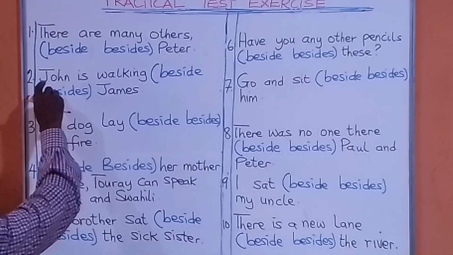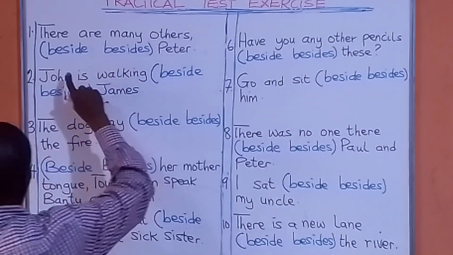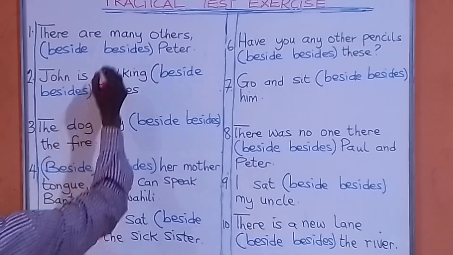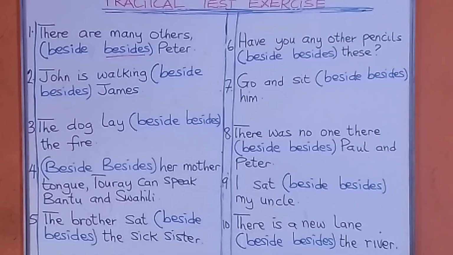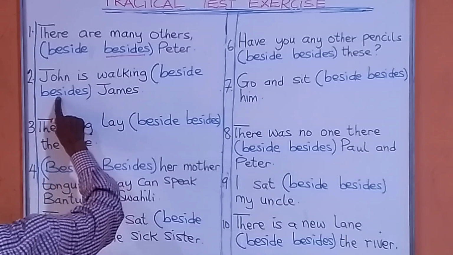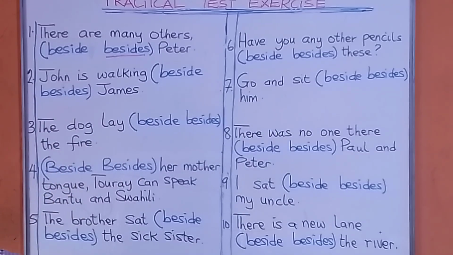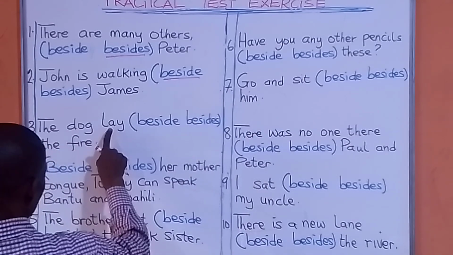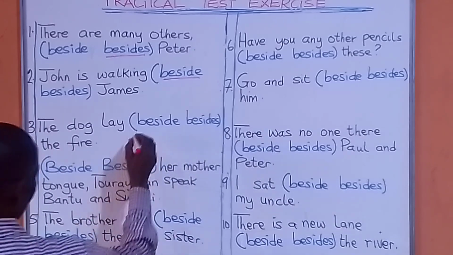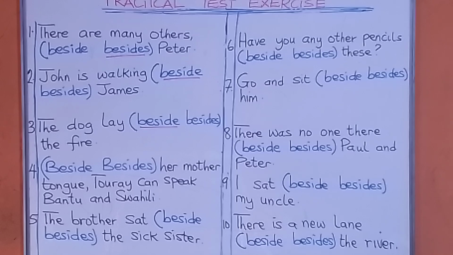Look at number 1. There are many others besides Peter. What are we going to underline? There are many others besides Peter. Look at number 2. John is walking beside James. Number 3. The dog lay beside the fire.